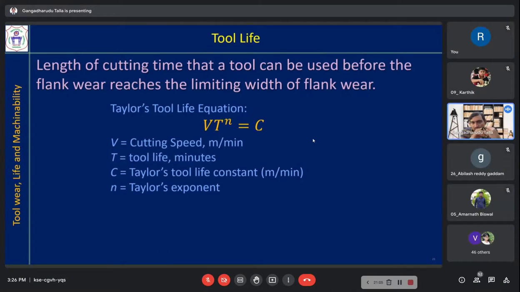So V, that is cutting speed, is generally given in meter per minute, or meter per second also. Then you can convert. T is the tool life in minutes. C is Taylor's tool life constant, that is in meter per minute. Understand? Now N is Taylor's exponent. These are experimentally determined, C and N.